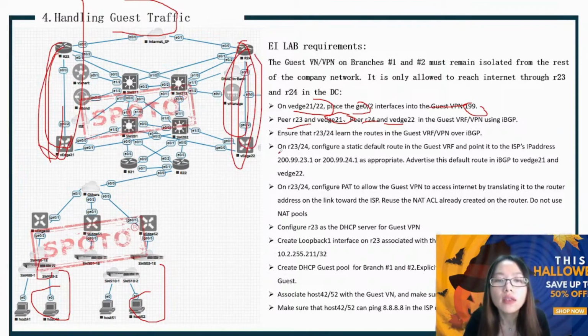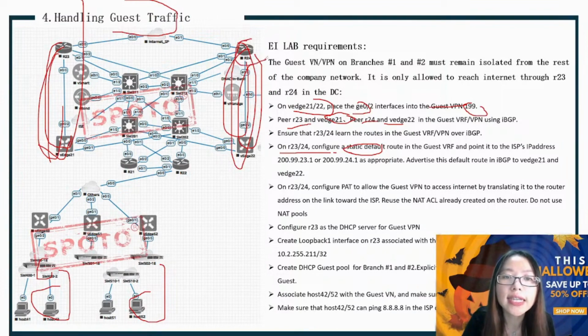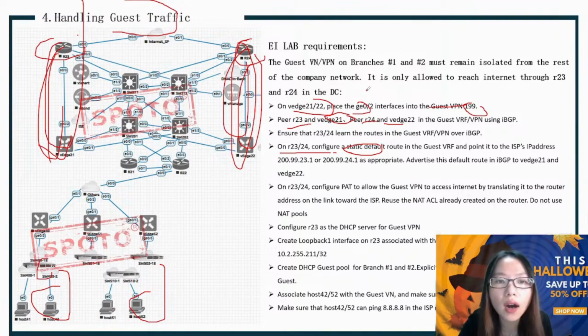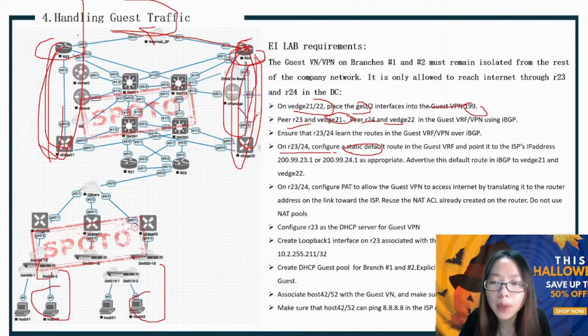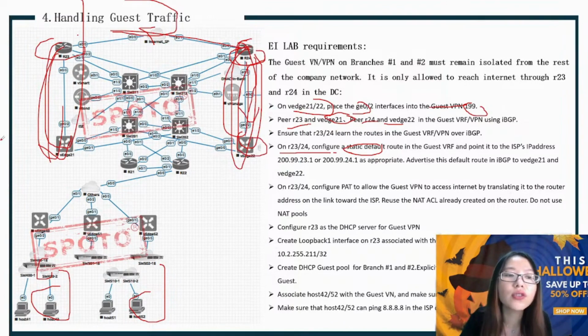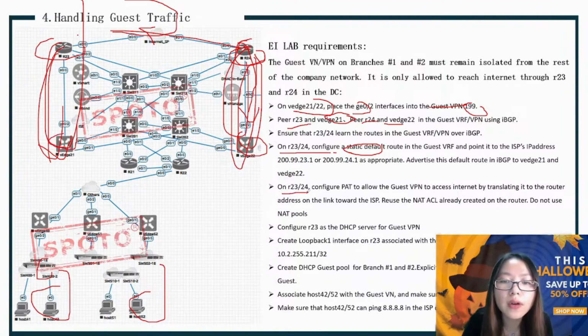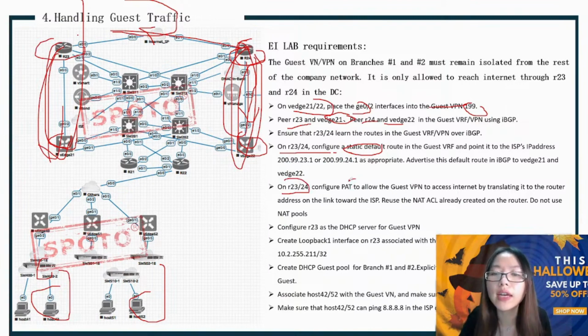configure IBGP. So on router 23 and 24 configure static default route. We need to configure static default route in the guest VRF and point to our ISP, okay, and advertise this route in IBGP. We need to advertise this route to IBGP. Okay, so the VH22 and 21 can learn the default route. Okay, so on these two routers, we need to configure the NAT.